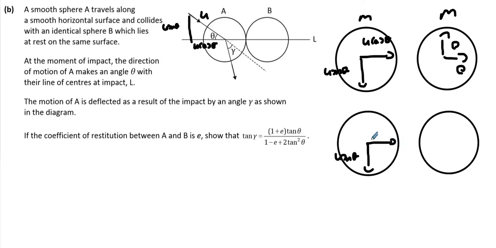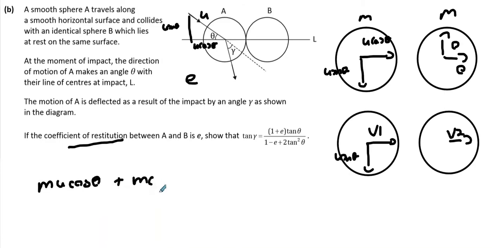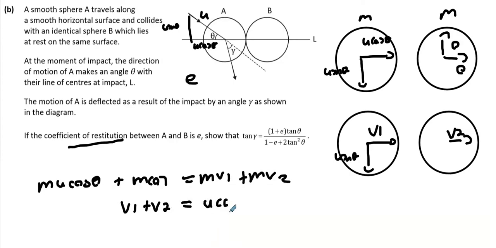And this one is, call it V1, and then call this one V2. Now, it's all about A, so we only need V1. We don't need to worry about V2. And e is the coefficient of restitution, so that's okay. So let's start with PCM. We go with m times u cos theta plus m times 0 equals mv1 plus mv2. This implies that v1 plus v2 ends up to be u cos theta.